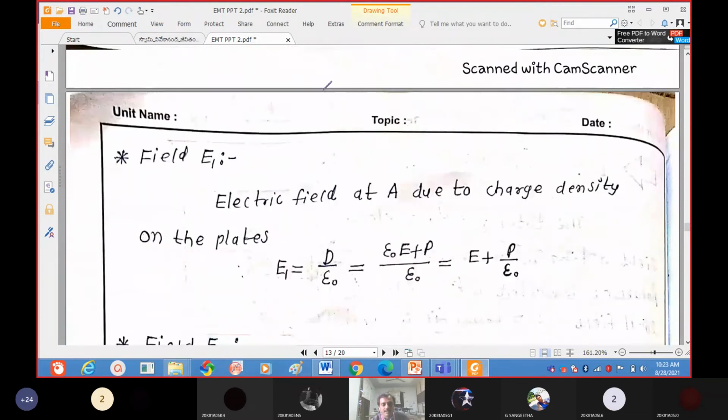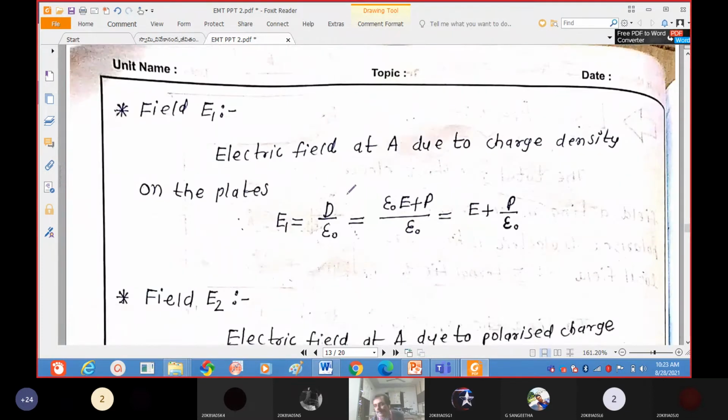Now calculate E1, the electric field due to the capacitor. There is a formula, that is D by epsilon naught, since we are placing some dielectric material inside. So E1 is equal to D by epsilon naught. Here D is the displacement. Displacement can be written in terms of the electric field: epsilon naught E plus P. Therefore E1 is equal to E plus P by epsilon naught. This is the electric field due to the capacitor.